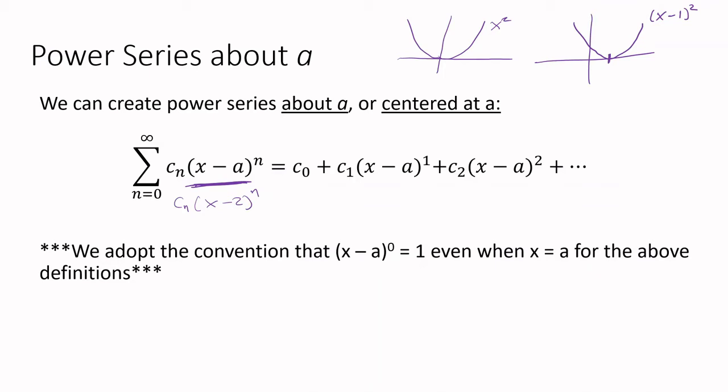There's another piece here that we're going to adopt as a convention, and we're going to say that x minus a to the 0 is 1, even when x is equal to a, for this above definition. This is not really going to come into play, but if you were actually trying to plug in the numbers here, when x is equal to a, you might write that as 0, and we want to think of that as 1. So if it pops up again, I'll mention it, but that's just a little caveat.